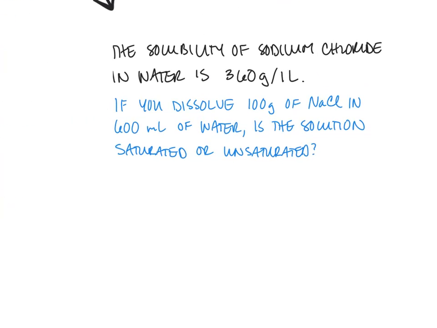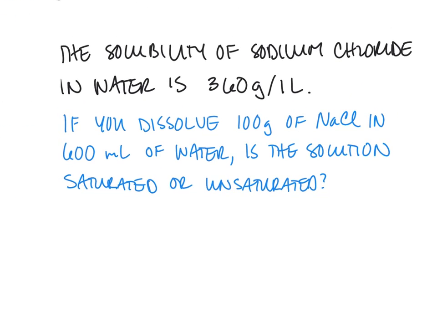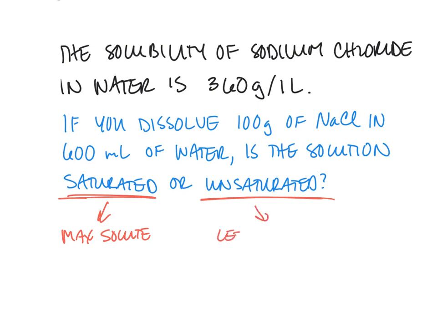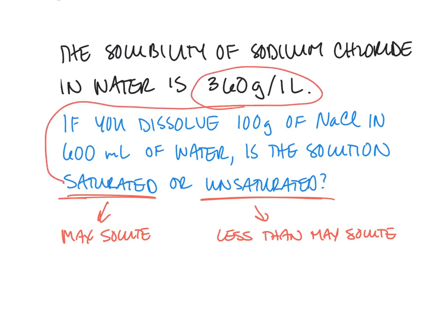Okay, we have one more problem that we're going to look at. Where's my problem? There it is. Okay, in this question, still using sodium chloride, still has a solubility of 360 grams in 1 liter. In this case, we want to decide if something is saturated or unsaturated. So saturated meaning that we can have the max amount of solute, and unsaturated meaning we have less than the max. Okay, so if something is saturated, it's going to have the solubility of 360 grams per 1 liter.